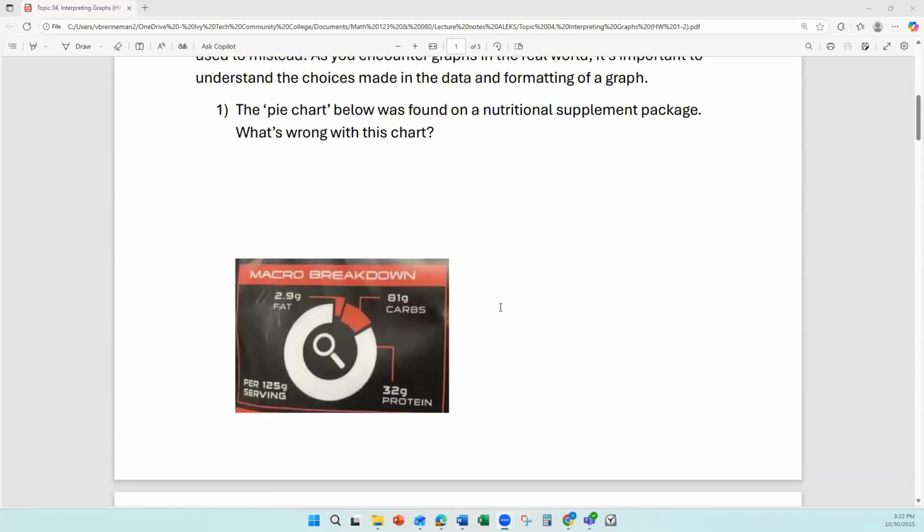So let's look here. Number 1, this is a kind of pie chart showing a breakdown, and looking at how this chart is potentially misleading. The main thing here is that the protein section is much larger than it should be, considering it's 32 grams and the carbs are 81 grams. Then the slice for the carbs should be larger than the slice for protein.